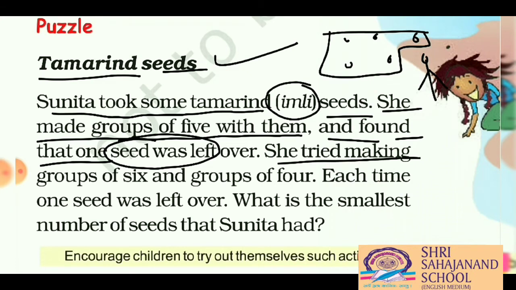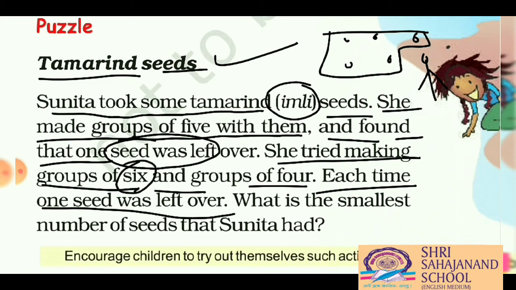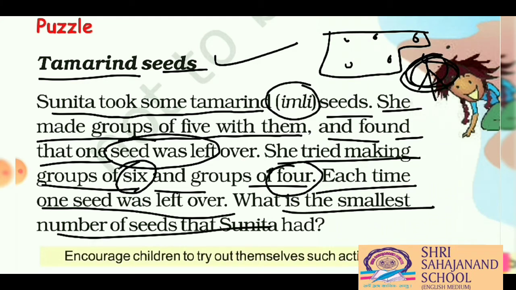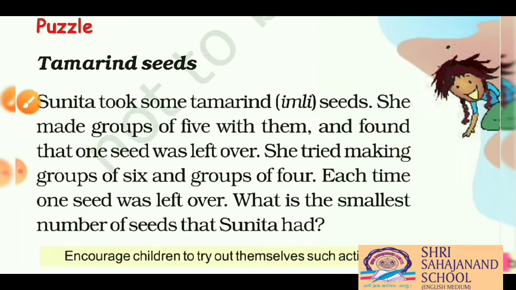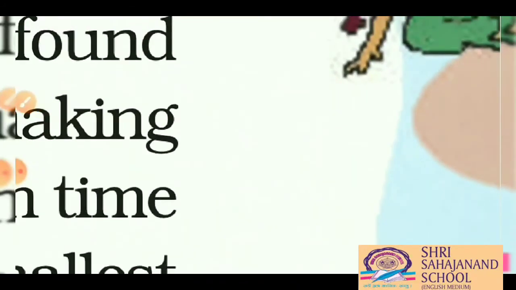Next, she tried making groups of 6 and groups of 4. Each time one seed was left over. Okay, now she was making another groups with 6 and 4. So at that time what happens? One seed was also remaining. So what is the smallest number of seeds that Sunita had? So what is the smallest number? So how can you find? For that I have a method. We have two methods, okay, but first I am using my own method, that is I say desi style, desi method I say. So first what I will do, I will write the numbers.